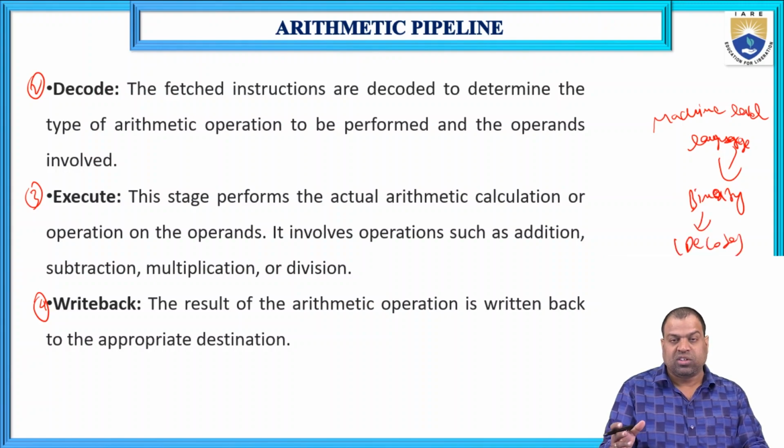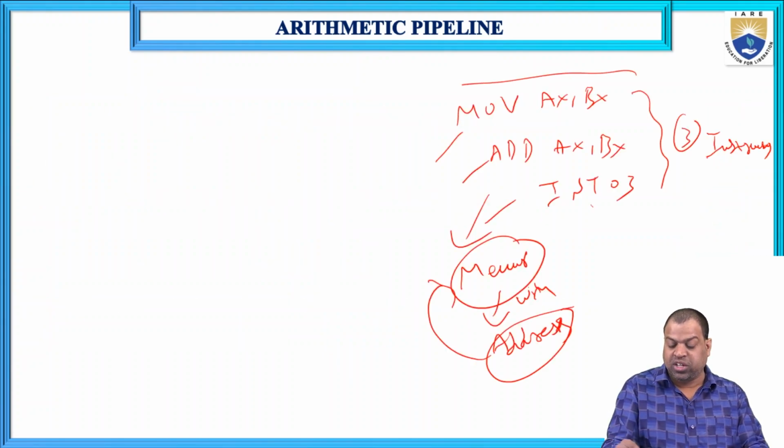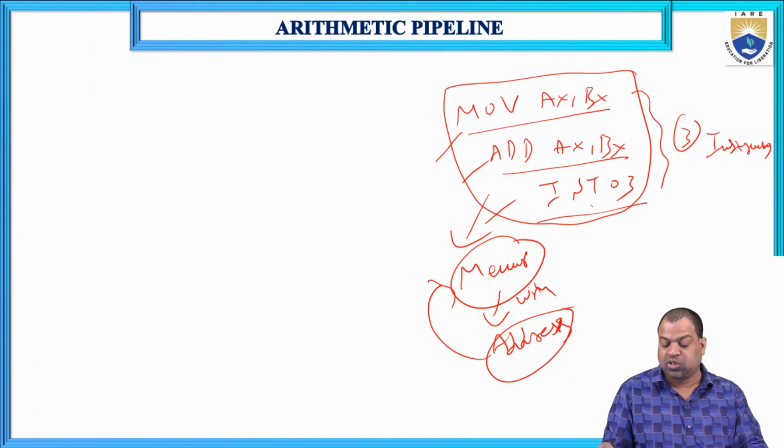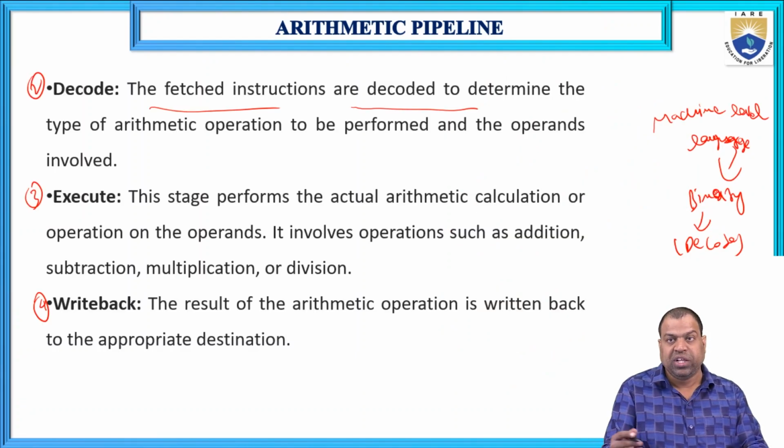So the fetched instructions in the pipeline are decoded. Suppose here I typed 3 instructions: move ax comma bx, add ax bx, and so on. These 3 instructions we fetched from the memory. After fetching these 3 instructions, what is the next step? It goes to decode, meaning converting to binary. Decoding determines the type of arithmetic operation to be performed and the operands involved.